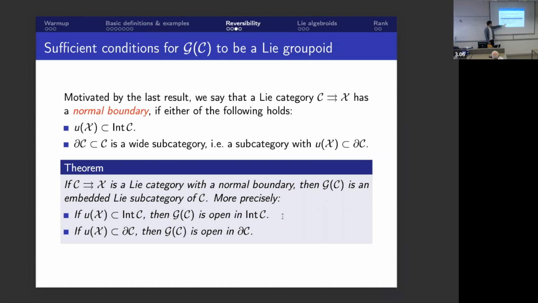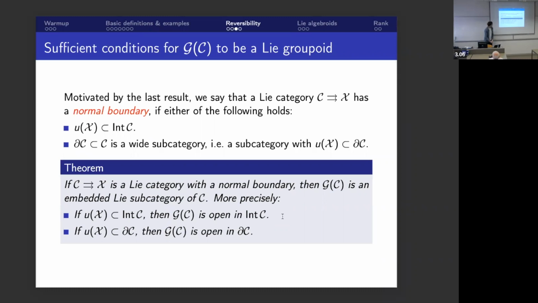And if the units lie on the boundary, then the set of all invertible morphisms is going to be open in the boundary, right? It can't be open in the whole category, because the boundary in itself is a submanifold of codimension 1, and there's no way that it is going to be open, right? And so now, if you want to see how this would be proved, I can try to give you the idea. Are you interested? Okay.